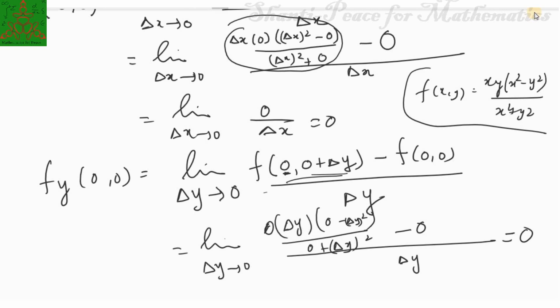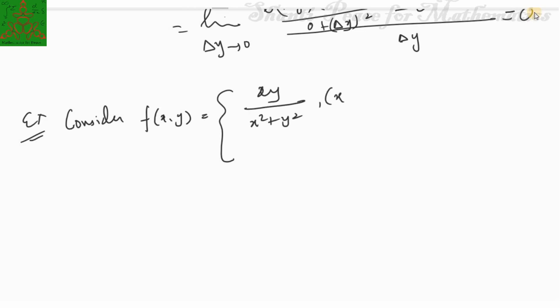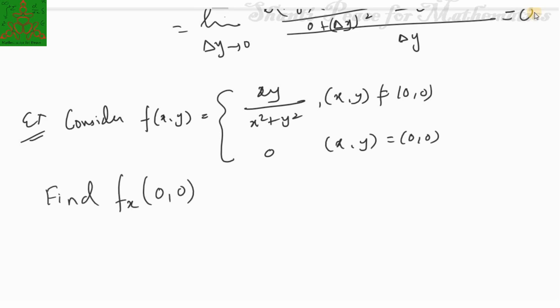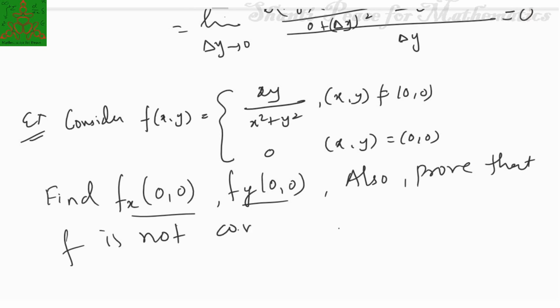So this way you can calculate the partial derivative at the given point. Let's have the next example. Consider f of xy equal to xy upon x square plus y square if xy is non-zero, and 0 if xy is 0. Find fx at 0, 0, fy at 0, 0, and also prove that f is not continuous at 0.